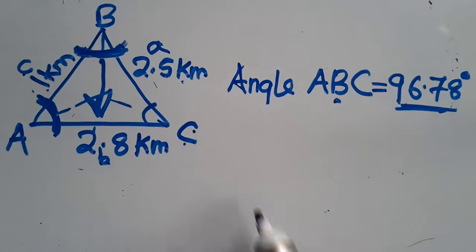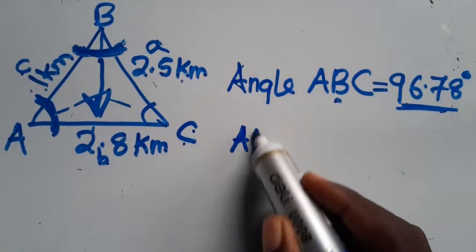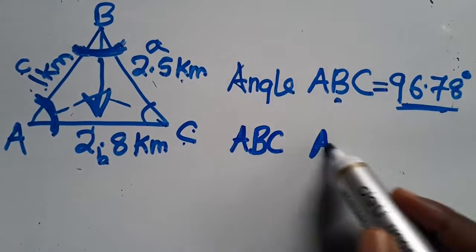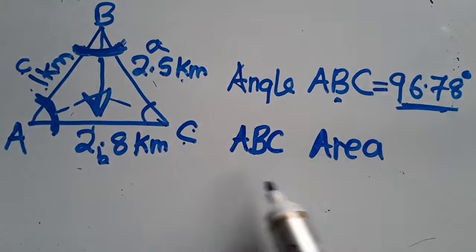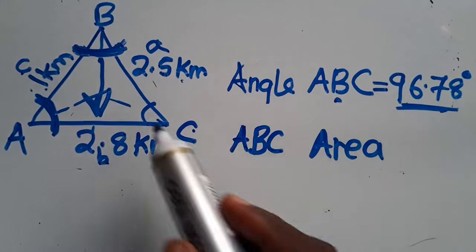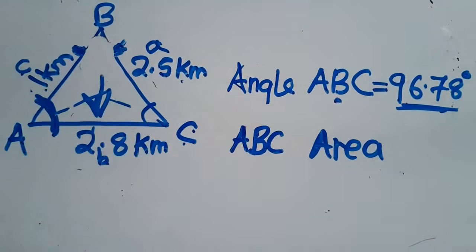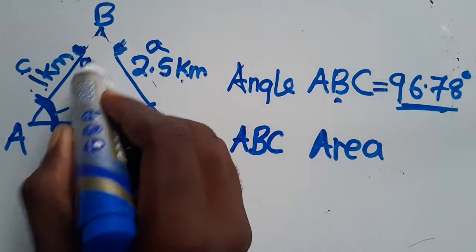So the next question is telling us to find the area of ABC. You are told to find the area of ABC. So ABC, which angle have we found? The angle there. We found the angle which is there. So you can put the angle there. It is what?